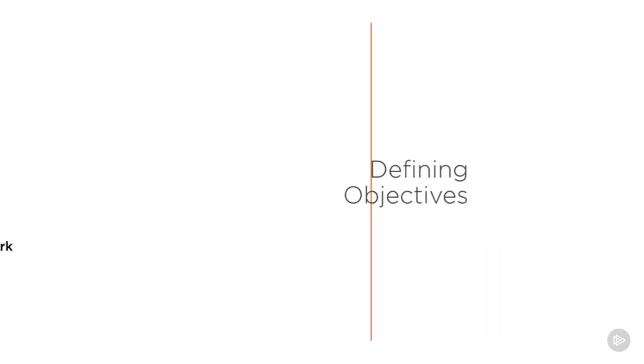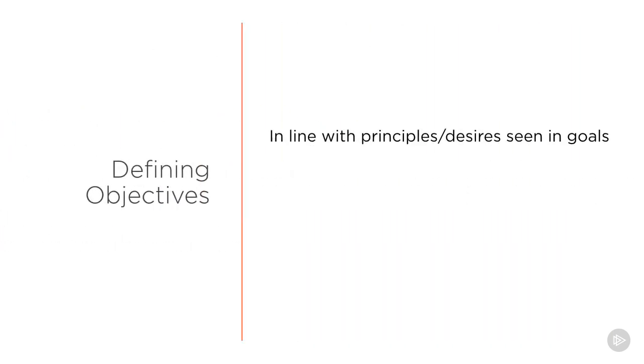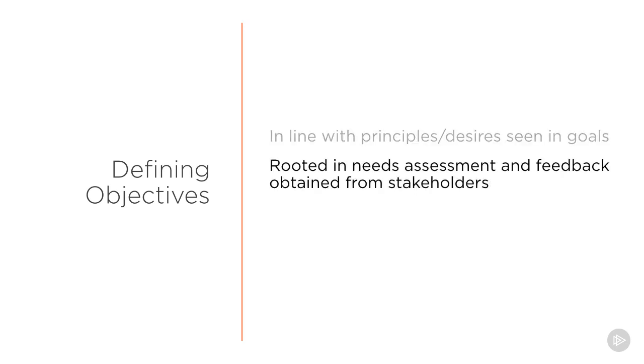When we define objectives, we should ensure that they are in line with the principles and desires that we see in our goals. Further, they should be rooted in our needs assessments and in feedback obtained from stakeholders. We can look at these objectives and make sure that they are in line with what we actually see on the ground, especially when it comes to our unique problem or opportunity we're seeking to learn more about and address.